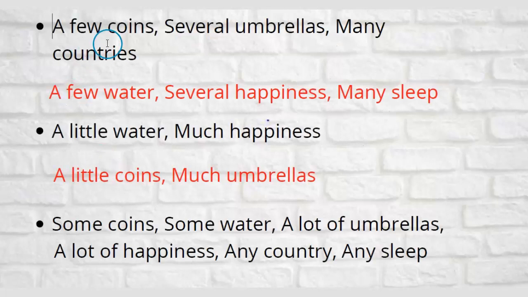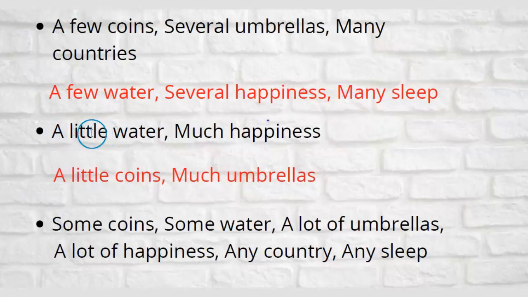Let us look at some examples. A few coins, several umbrellas, and many countries. These are quantifiers for countable nouns, and they are used here with countable nouns. But if you place them with uncountable nouns, like a few water, several happiness, and many sleep, they will not work. These expressions are wrong, and you will lose marks in grammatical accuracy.